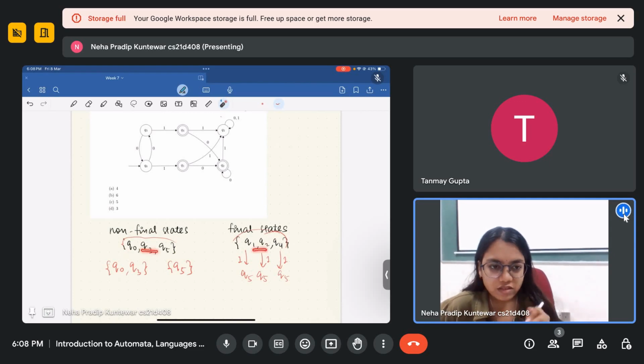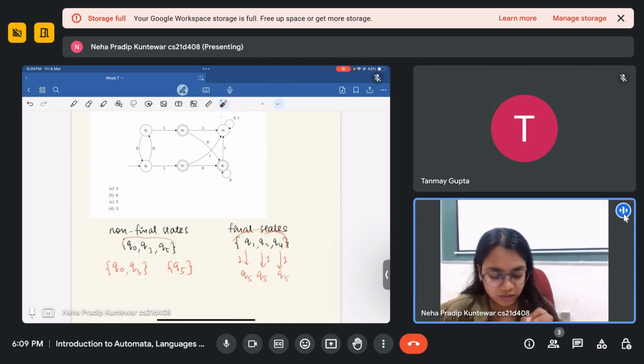One is this and one is this, and we're going to split them based on the behavior. Okay, so for example, if you look at Q0, on 1 it goes to a final state, which is here, and Q3 also goes to a final state, which is here, but Q5 stays here, which is a non-final state. So Q5 somehow has a different behavior than Q0 and Q3. So that's why we have split this set into 2. So now we have 3 states: one is this Q0, Q3, one is Q5, and the other is this.